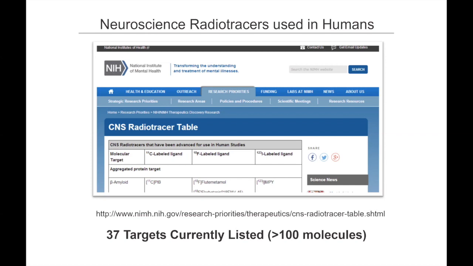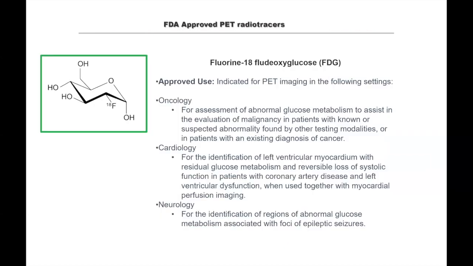And among all these PET imaging probes that can be used in humans, there are only 12 FDA approved PET radiotracers. The first one, the most famous one, is F18-FDG. We use it in our center every day for multiple scans. It can be used for tumors, cardiology, or in the brain for many applications.